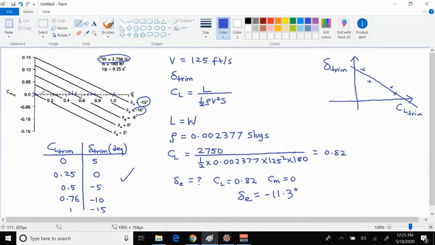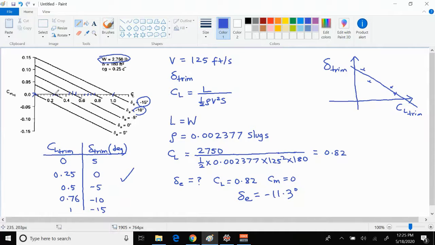Now if we refer to this plot, then we will not find the elevator angle for CL equals 0.82. So we will have to infer it from the values that can be directly read in this plot. In this table, I have made a list of the lift coefficient at trimmed conditions and the elevator angle at trimmed conditions. So if you look at the lowest line, then the value of CL trim is 0 and the elevator angle is 5 degrees.